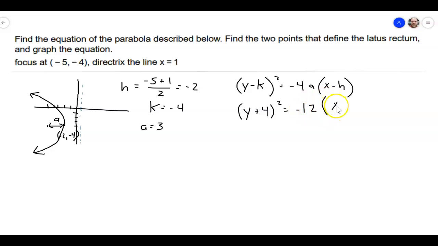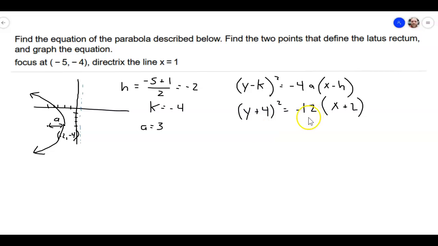And then we're going to have x minus a -2, so that's going to be x plus 2. So it should look like this one right here, and there should be an option for that when you're doing the problem. And then it also wants us to find the latus rectum.